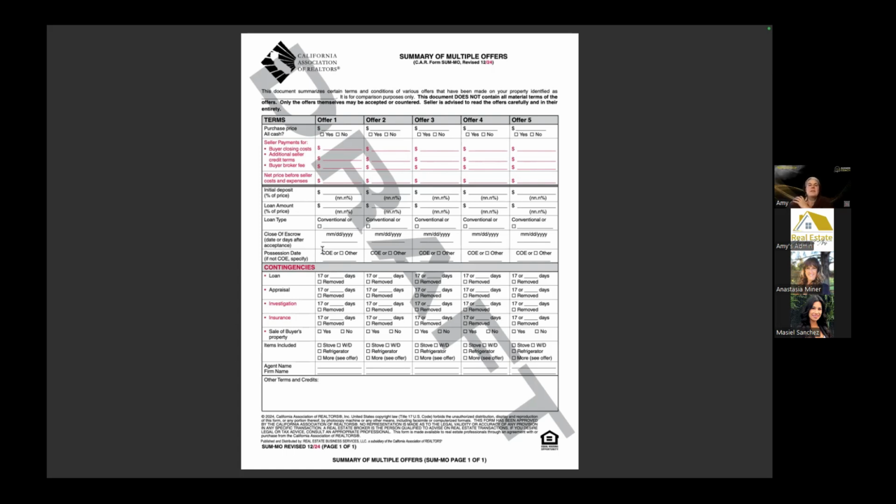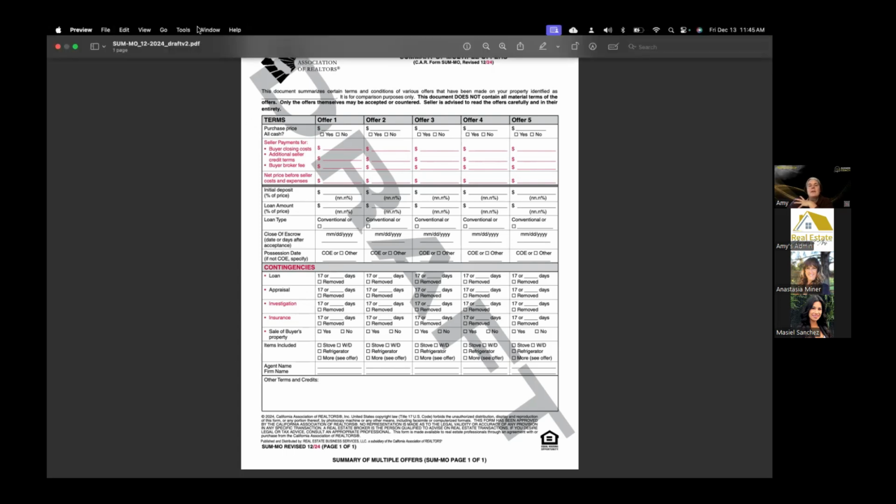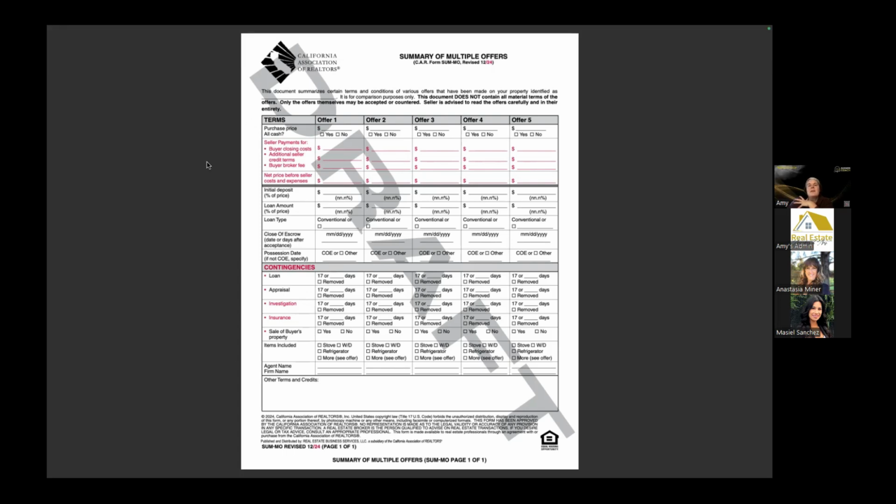And then it's got the regular stuff in here. It did add in investigation because it probably said inspection contingency, but it's actually an investigation contingency and insurance. So they added both of those in there on that section. Any questions on the summary of multiple offers?